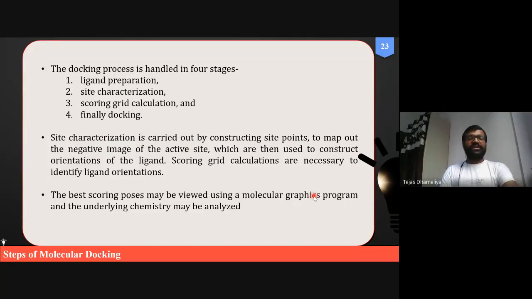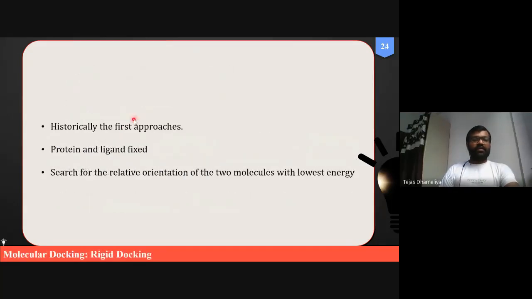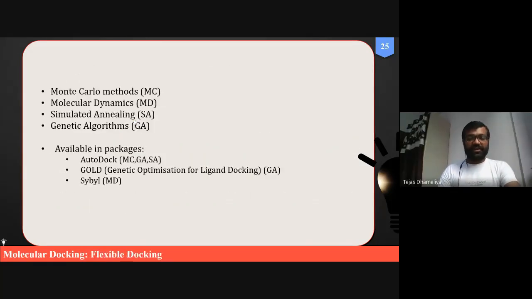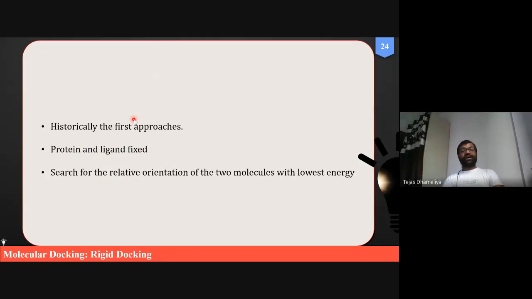So this docking process, we have seen docking grid calculations and site characterization, which are part of protein preparation, and then comes docking. There are basically two parts of docking I must discuss with you. One of them is called rigid docking.